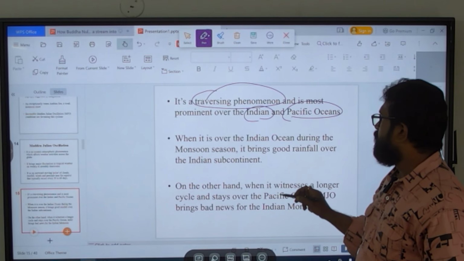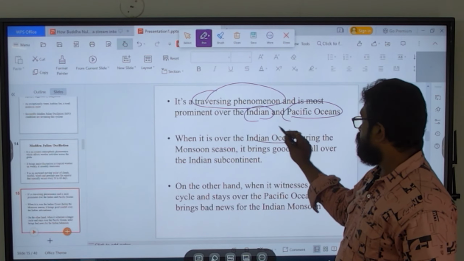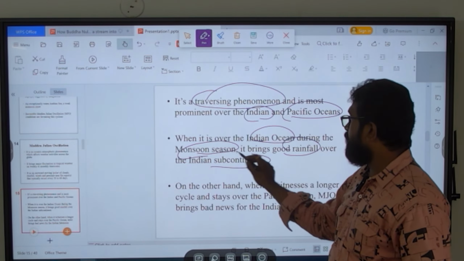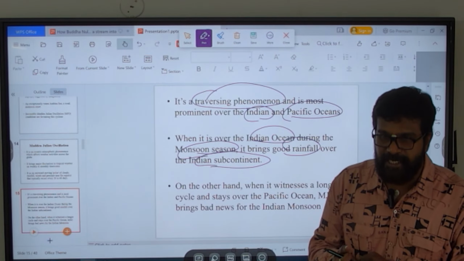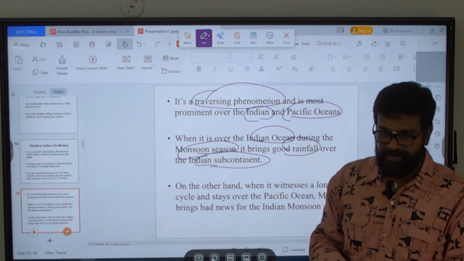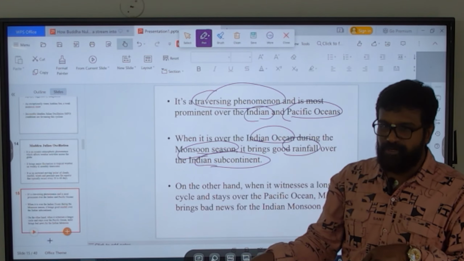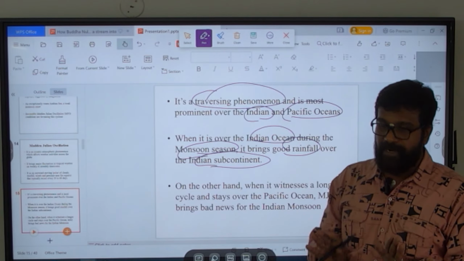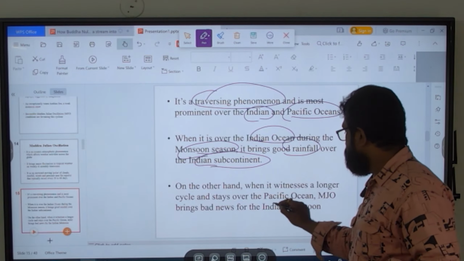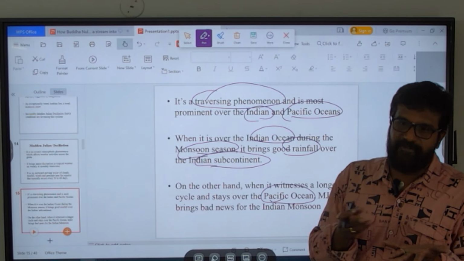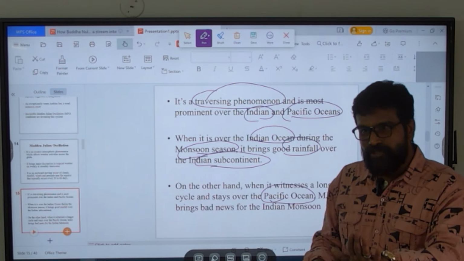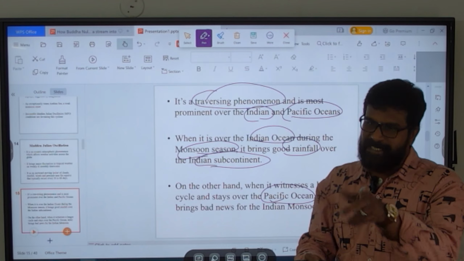You see this, when it is over the Indian Ocean during the monsoon season, it brings good rainfall over the Indian subcontinent. So the real logic is, whenever the Madden-Julian oscillation is in the Indian Ocean, it favors our monsoon, so that we will get more rainfall. But if the Madden-Julian oscillation is in the Pacific Ocean, there is a weak monsoon. But right now what is happening is, the Madden-Julian oscillation is there, but a cyclone forms.